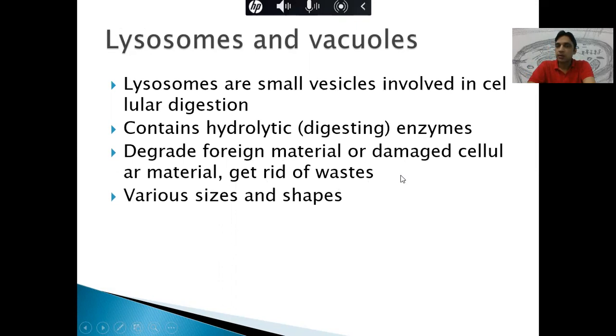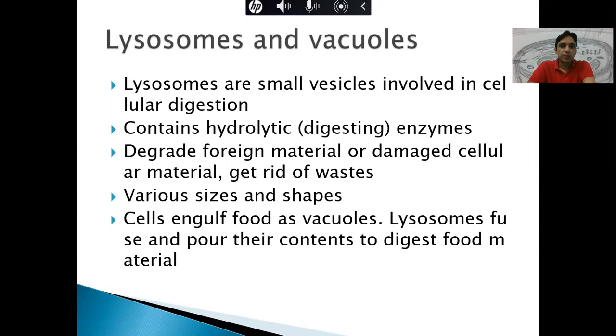Lysosomes come in different sizes and different shapes. Cells can engulf external materials along with the food, and they create vacuoles called food vacuoles, which are fused with the lysosomes later on, and then the lysosomes pour their contents into the food vacuoles to digest them. So let me help you with this in an easier way using my writing.